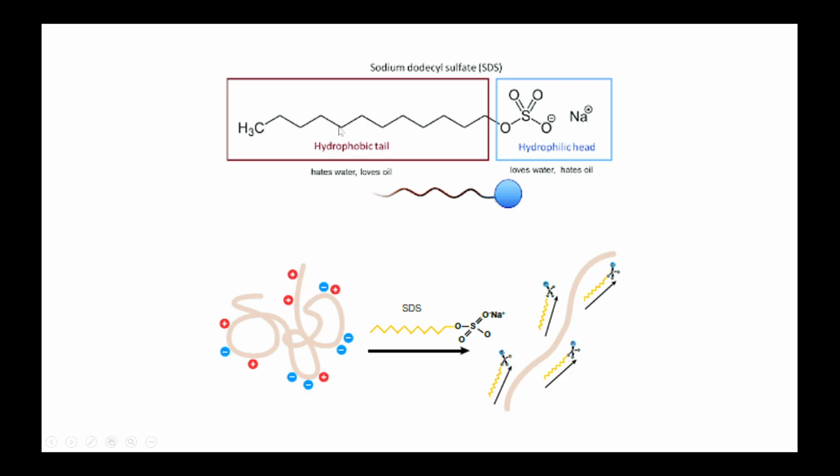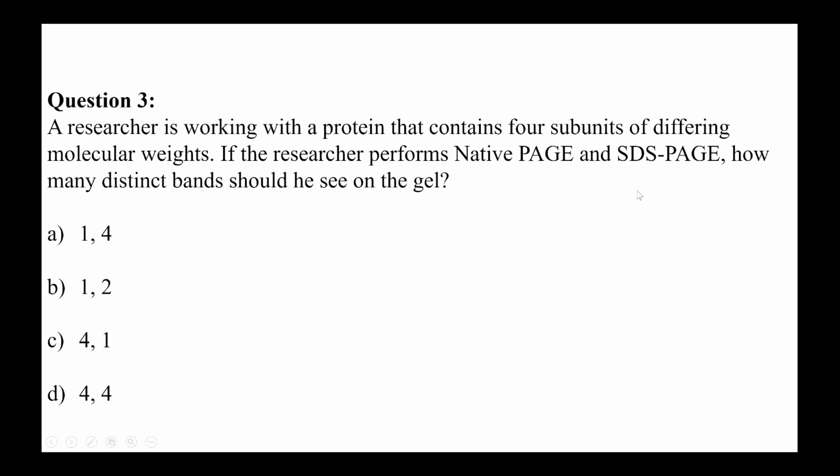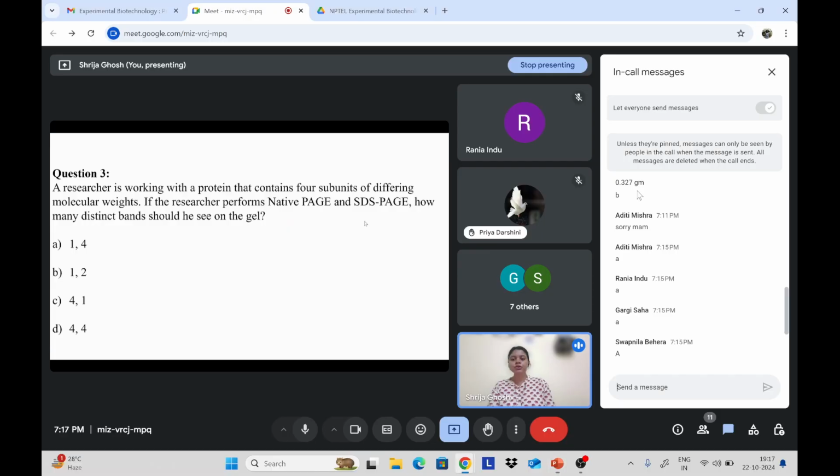So, this is the SDS structure. Here we have the hydrophobic tail and the hydrophilic head. The head has the negative charge on it. So, the hydrophobic tail interacts with the hydrophobic inner parts of the protein and unfolds it, and then the hydrophilic head that is having the negative charge imparts a complete negative charge on the protein molecule. Okay. Moving on to the next question now.